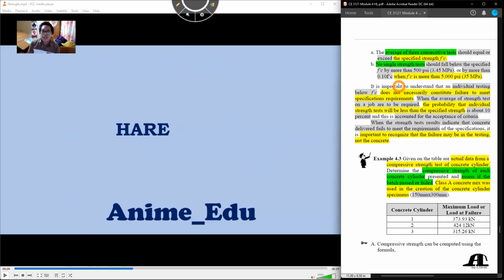Okay? Tapos again, class, keep in mind, it is important to understand that individual testing below FC does not necessarily constitute failure to meet specification requirements. When the average of tests on a job is required, the probability that individual tests will be less than the specified is about 10%. Okay, it's accounted for in the acceptance criteria.